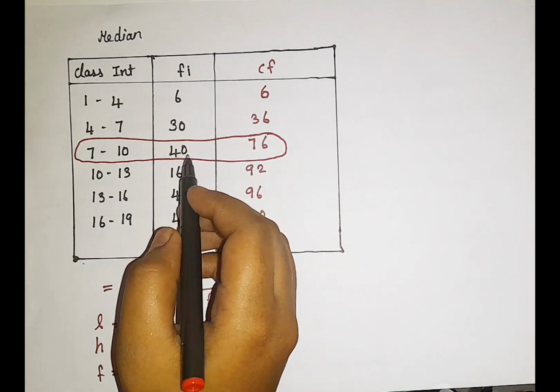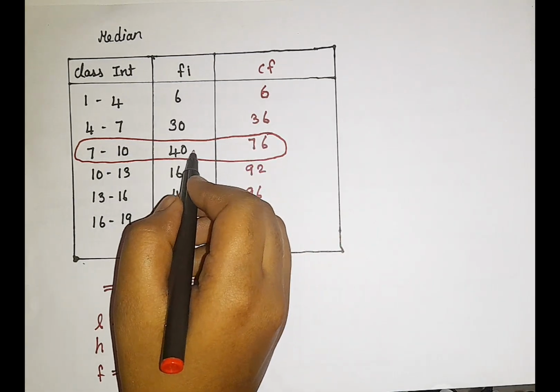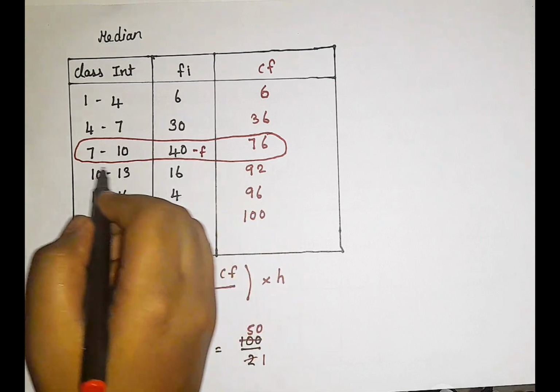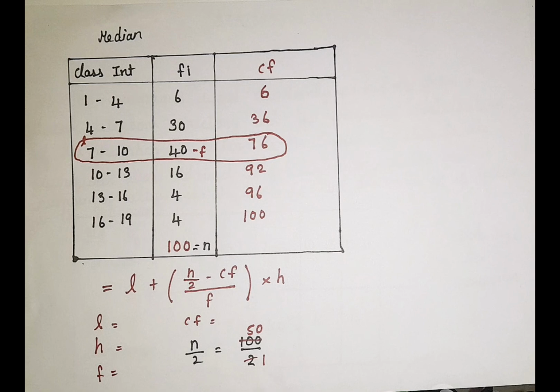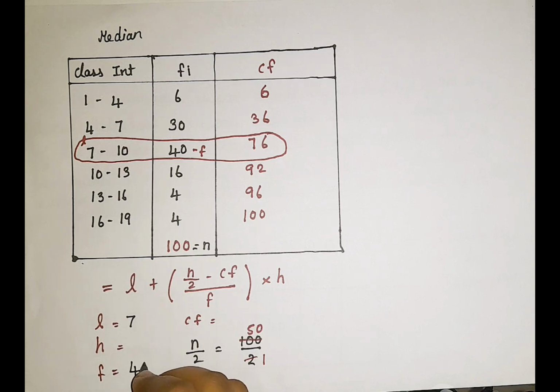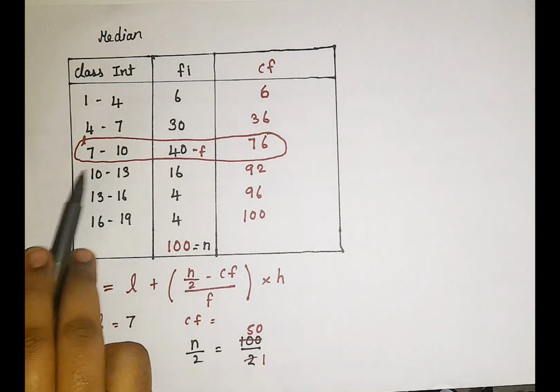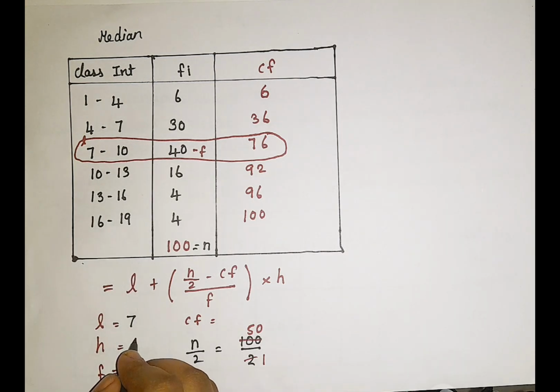So after marking it, here 40 is going to be your F value, that is frequency. Here this is going to be the lower limit. So lower limit is 7 and frequency is 40. So what about the H value? Upper limit minus lower limit. 10 minus 7 is 3.